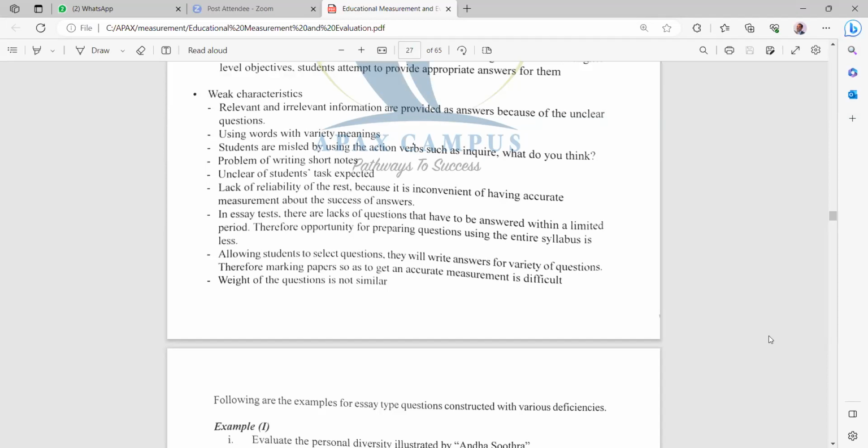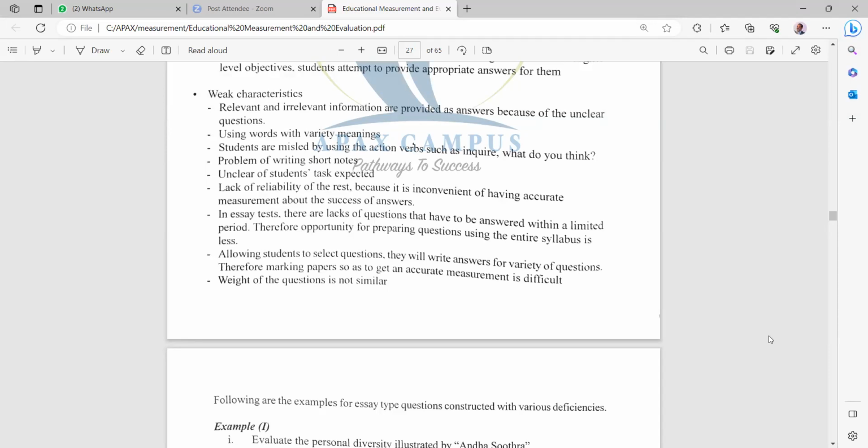Lack of reliability of the test. It's inconvenient having accurate measurement about the success of answers, right? So there can be reliability issues. We don't know whether the test will provide similar results when it is repeated several times. So there can be reliability issues, because the same questions, same papers may be used by different people at different times.